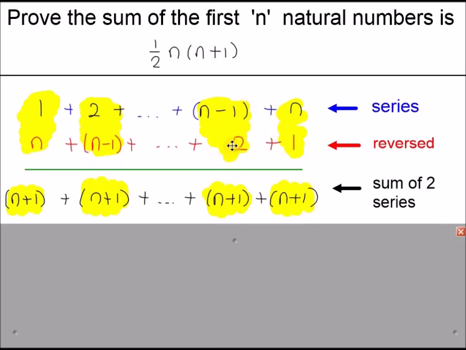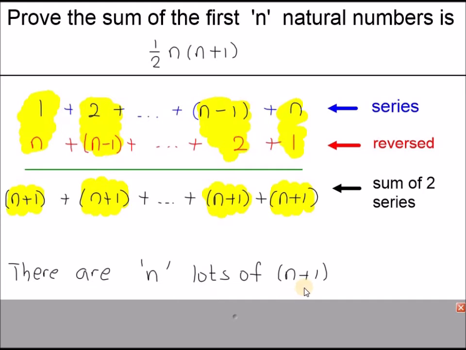So the sum of both series is given by these terms, and you can see that these terms add up to n plus 1, these two add up to n plus 1, as do these two and these two. So how many lots of n plus 1 do we have? There are n lots of n plus 1.